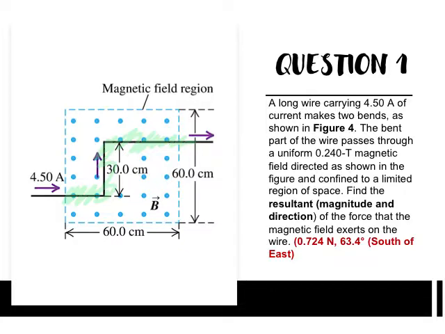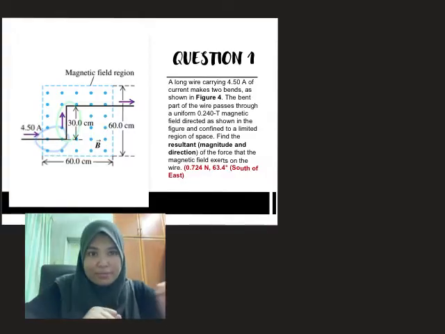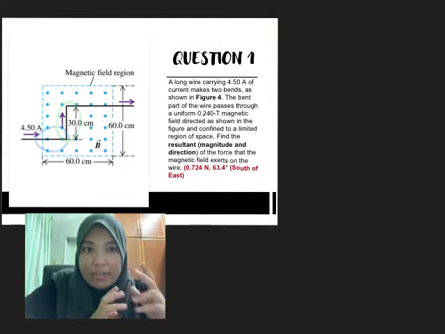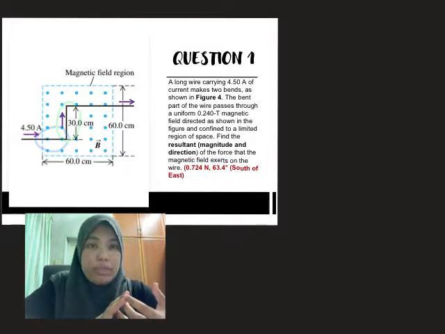So first things first, we are going to find the directions of the magnetic force first. For this one, this blue one, and this one I'm going to put as a green one. I'm going to show you how to use the second right hand rule for you to find the directions of the magnetic force.